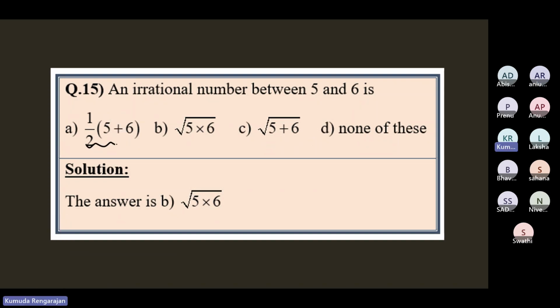Is option A rational or irrational? Rational. So ignore this. Now we are talking about this one. This one is nothing but root 11, and you know that root 11 is irrational. So we are trying to find its approximate value. Just guess its value. It will be like 3 point something, correct?